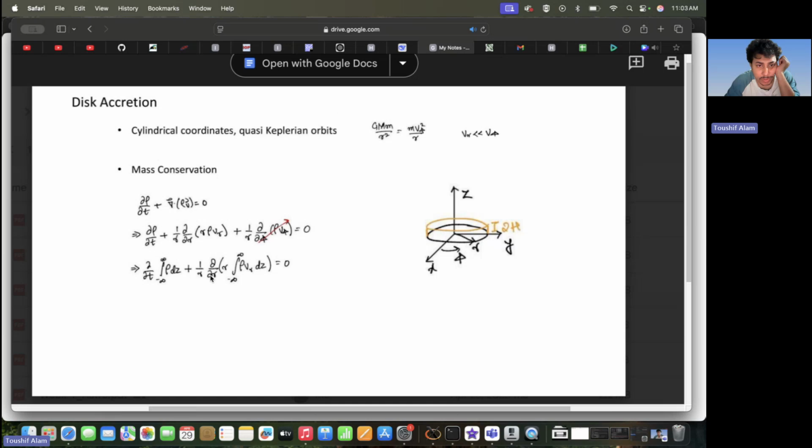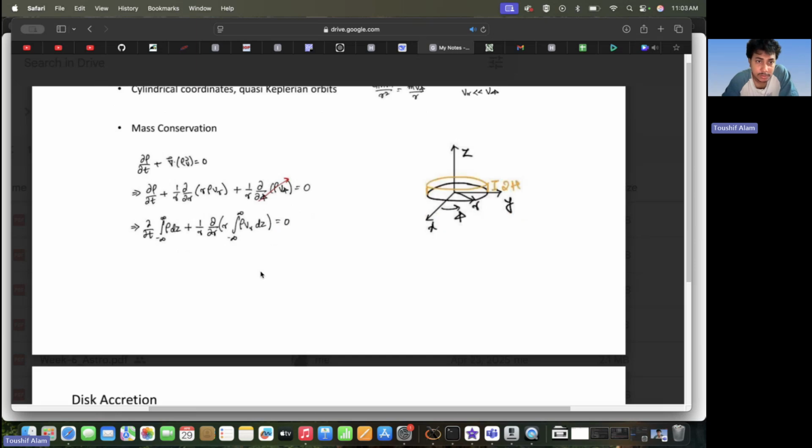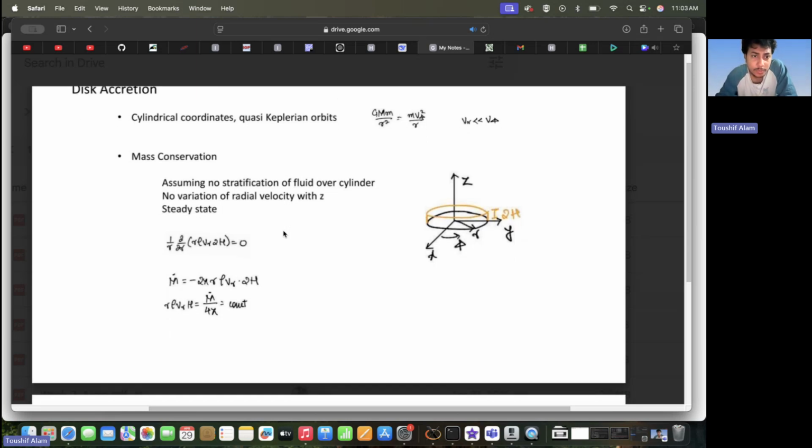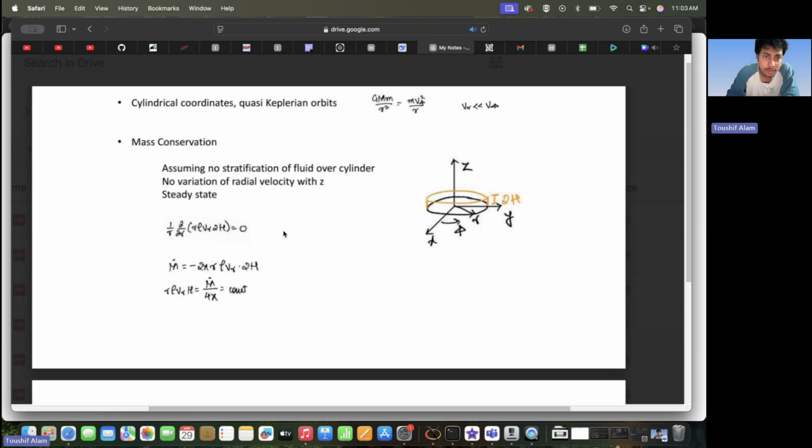And then this equation will be 1 by r del r of r times the integration of rho v r dz from minus infinity to plus infinity is 0, taking integration on both sides. So assuming no stratification of fluid over the cylinder, no variation of radial velocity with z, steady state, 1 by r del r of r rho v r 2h is equal to 0. M dot is equal to minus 2 pi r rho v r 2h, so r rho v r h is M dot by 4 pi, which is equal to constant.